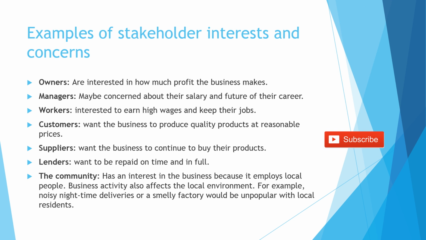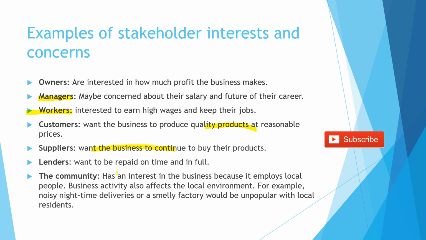Examples of stakeholder interests and concerns. Owners are interested in how much profit the business makes. Managers might be concerned about their salary and the future of their career. Workers might be interested to earn high wages and keep their jobs. Customers might be interested or concerned about what the business produces, the quality of the product, at a reasonable price. Suppliers want the business to continue to buy their products.